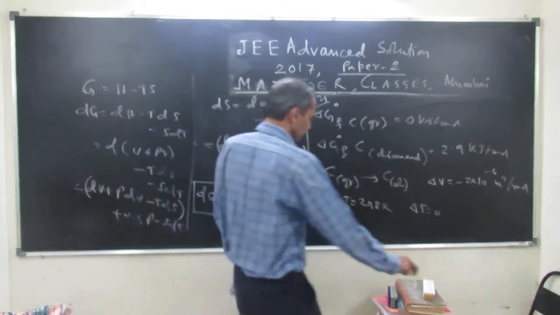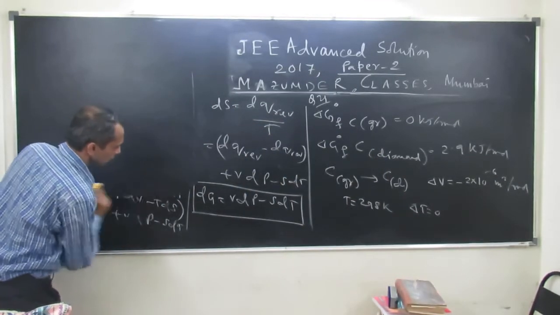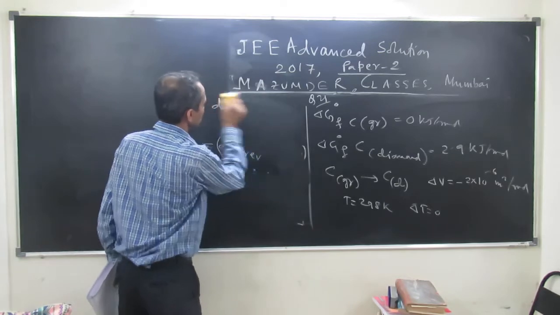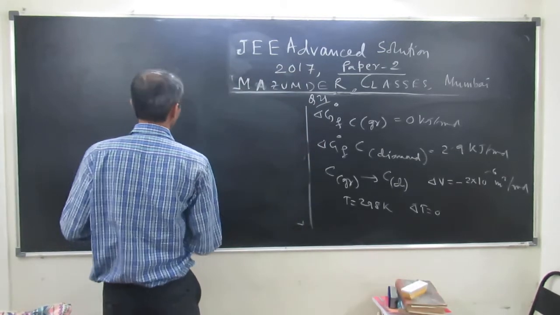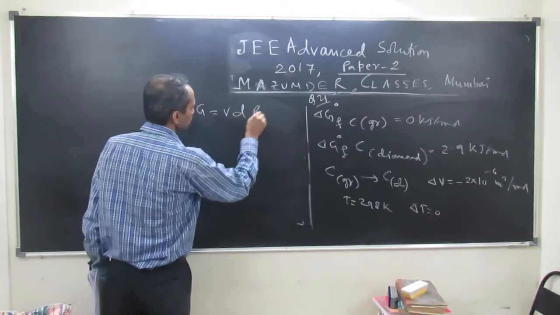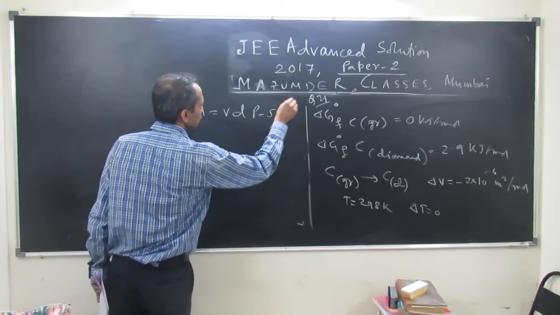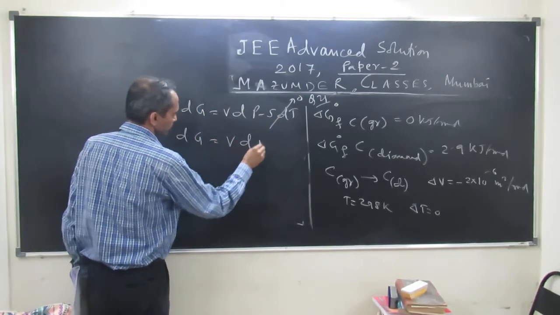So dG is equal to VdP minus SdT. This is the final expression, the conclusion that dG equals VdP minus SdT. Now in our case, as temperature is constant, dT is 0, so we can write dG equal to basically VdP.